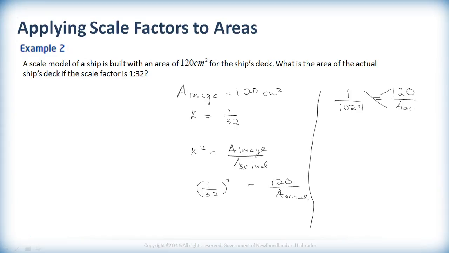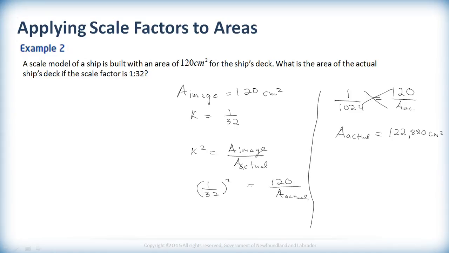So I just cross multiply. We've seen this strategy before. So the area of the actual is going to end up being 120 divided by the square of the scale factor, which was 1 over 32, which is multiplying by 32 squared. Okay, so I got 120 times 1024, and that gives me 122,880. All right, so I've got 122,880, and that's going to be in centimeters squared.